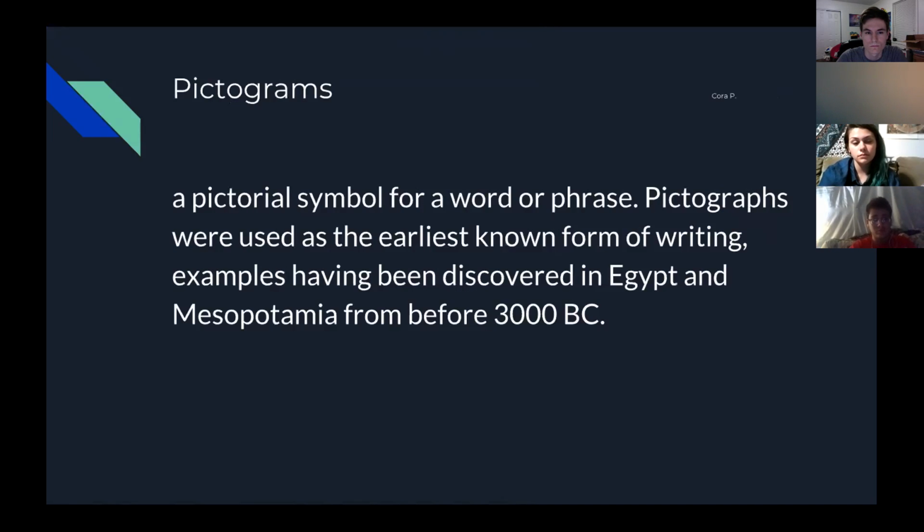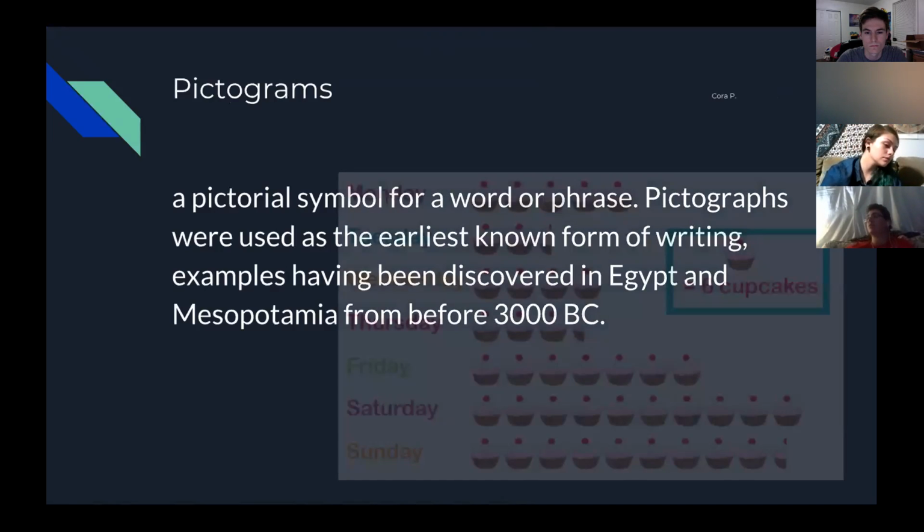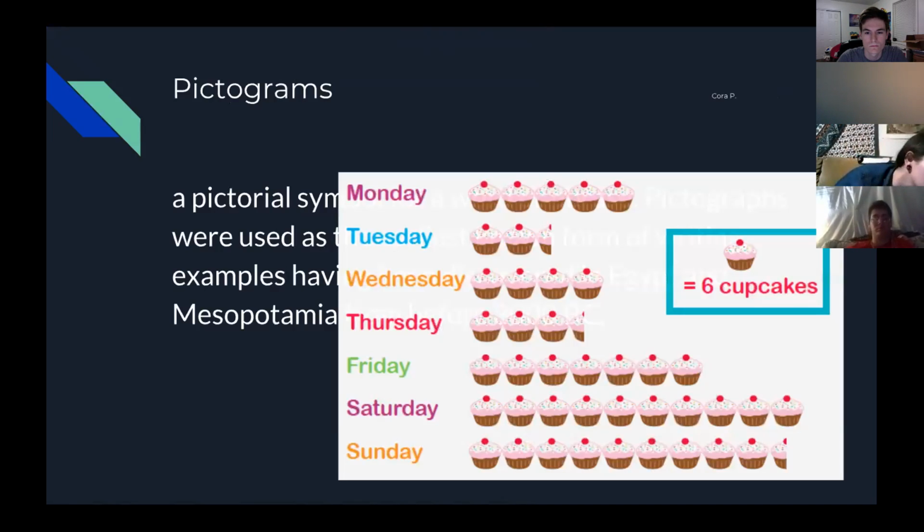Pictograms. A pictogram is a pictorial symbol of a word or phrase. Pictographs were used in the earliest known form of writing. For example, they have been discovered in Egypt and Mesopotamia from before 3000 BC. Here's an example of a pictogram.